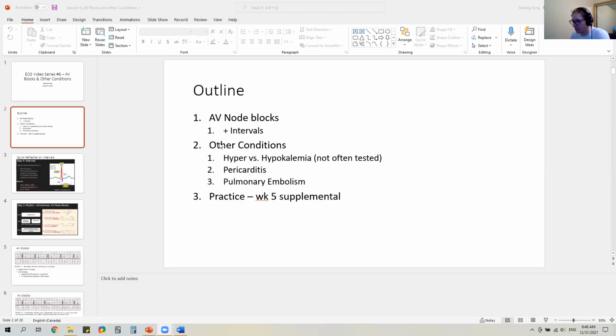Our outline for today is AV node blocks and their intervals, and a review of intervals for P, Q, or ST. Other conditions like hyperkalemia and hypokalemia, which isn't really tested in our course very much, but we'll just cover it briefly. Pericarditis, which would be good to know, and pulmonary embolism. And then we'll do practice with week 5 supplemental ECGs.